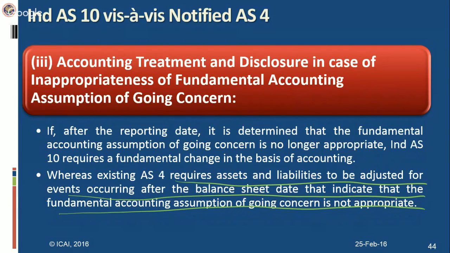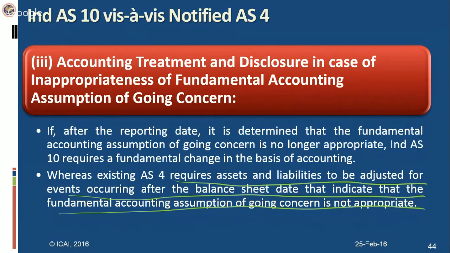What our AS says is that if you are able to foresee that the going concern assumption is not fitting at a particular point of time, that means you are able to see that the business is going to be liquidated, then all the assets and liabilities are to be adjusted. The valuation is to be made as the fundamental accounting assumption of going concern is no more applicable, it's no more relevant. All the assets are to be considered on a liquidation basis, and you have to adjust your financial statements accordingly.